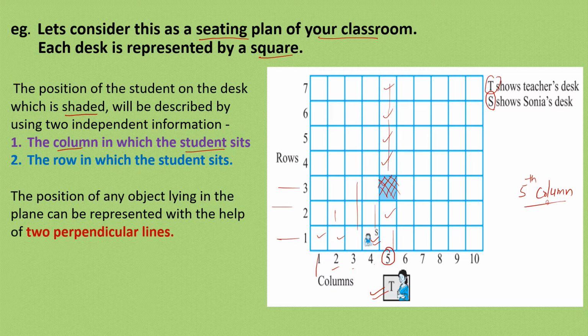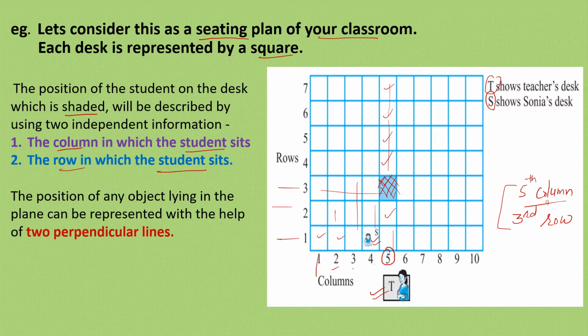So the second information is the row in which the student sits. Now we will find out the row. So first row, the child is not sitting. Second row, the child is not sitting. And the third row, if you see, the child is sitting in the third row. So what is the position of the child? Fifth column and third row. So these are the two pieces of information by which we can find out the position of the child on this desk, or the position of the shaded desk.